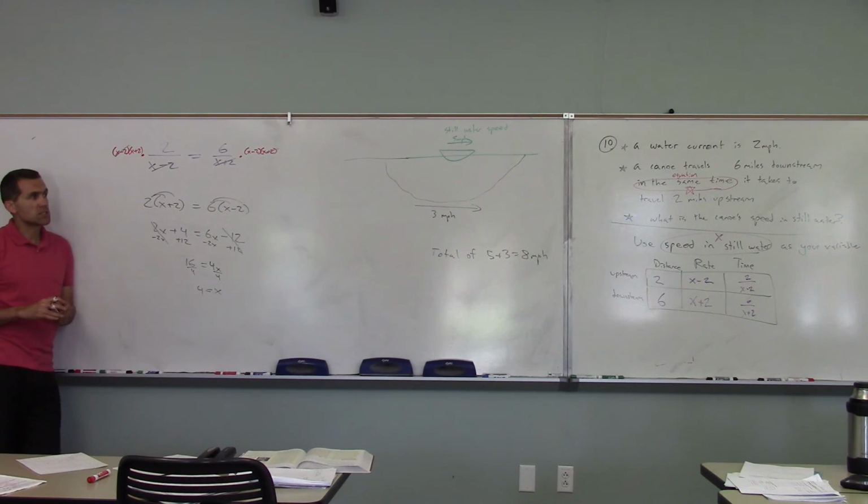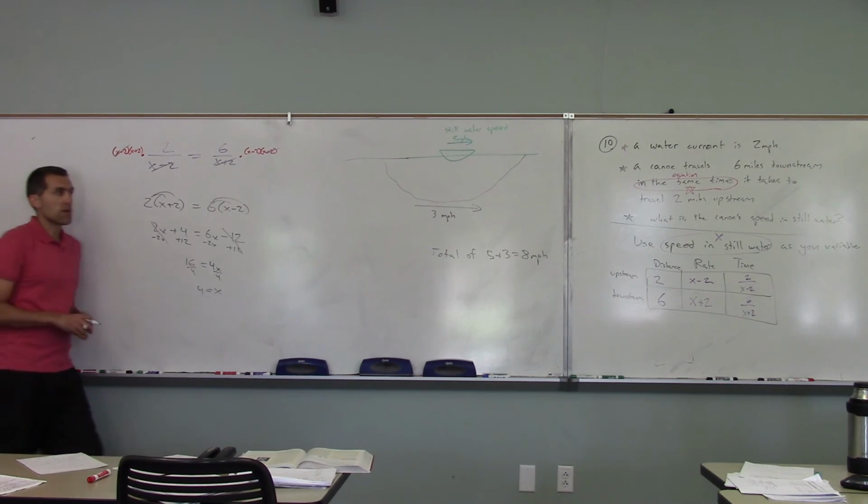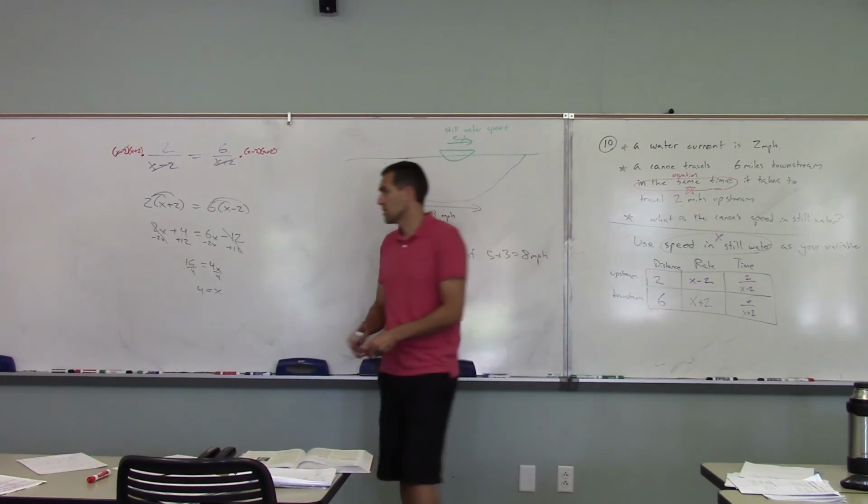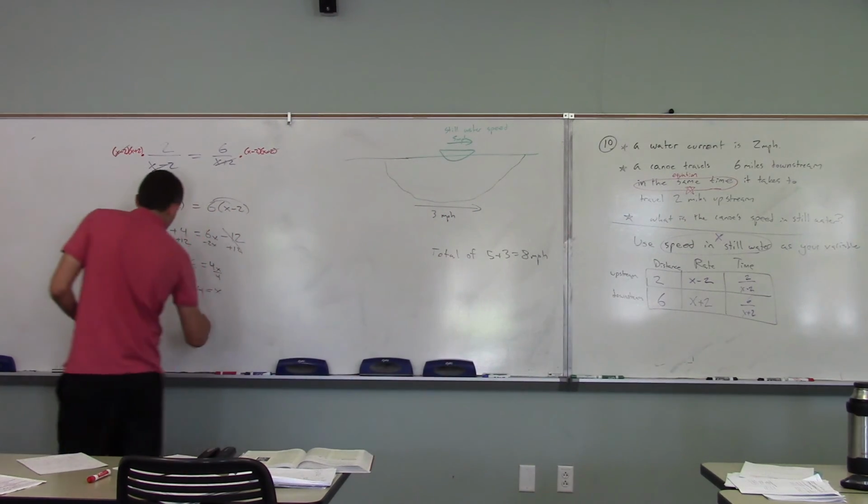And then the question said, what is your speed in still water? So your answer would be? 4 miles per hour. Yeah, 4 miles per hour, because that was exactly what you started with as your x. So your answer would be 4 miles per hour.